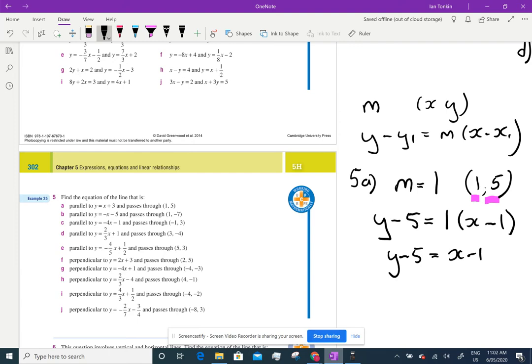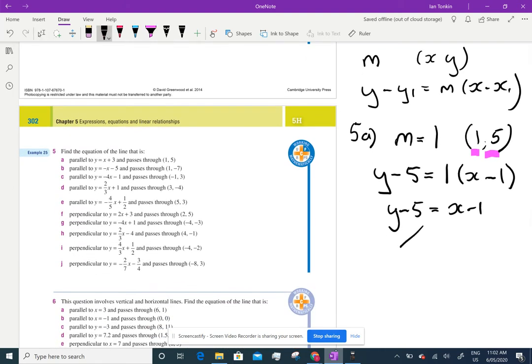Now, remember there are 2 ways you can write these. You can write it in the y equals form. So I'm going to take that 5 over, add the 5, and I get y equals x plus 4. Or you can bring all these things over the other side and write it in general form. Oh, sorry, I won't, because I've got to keep the x positive.